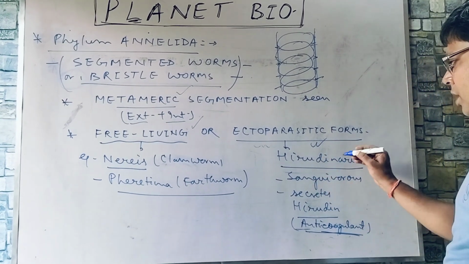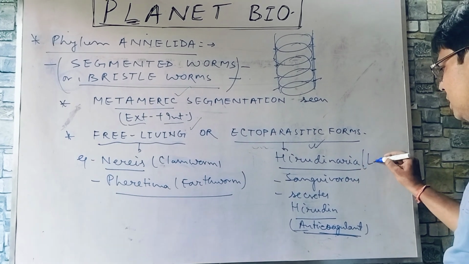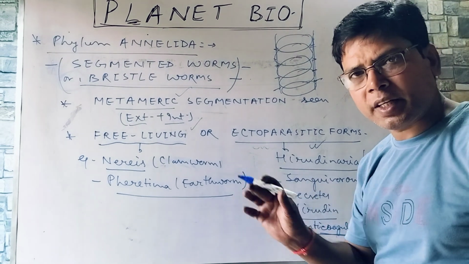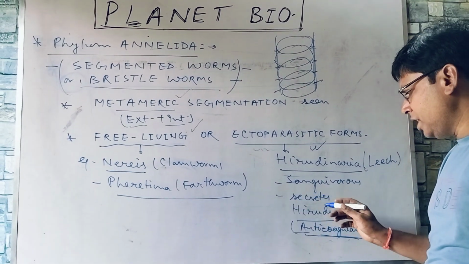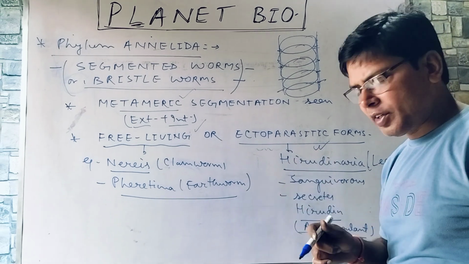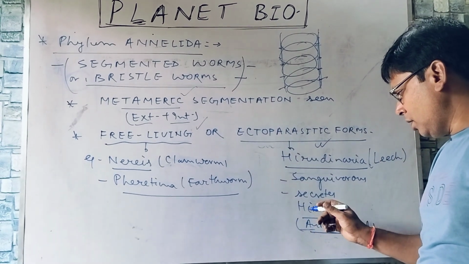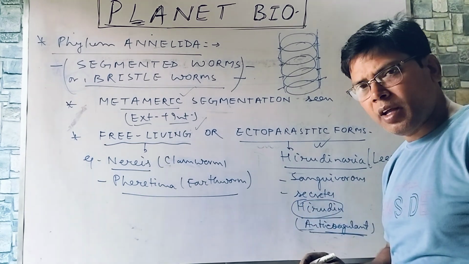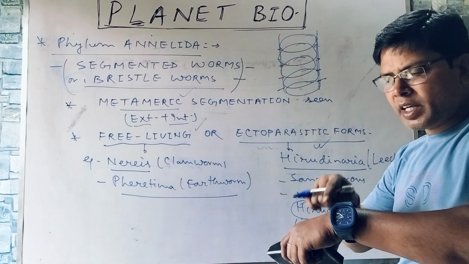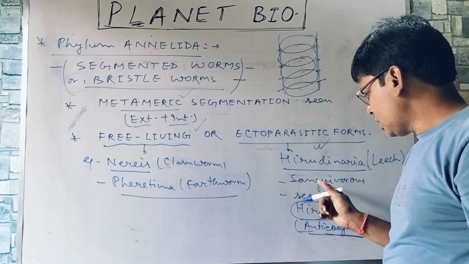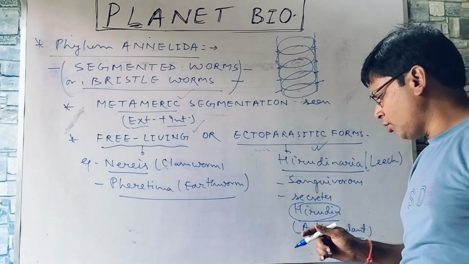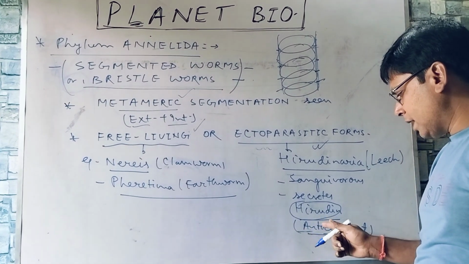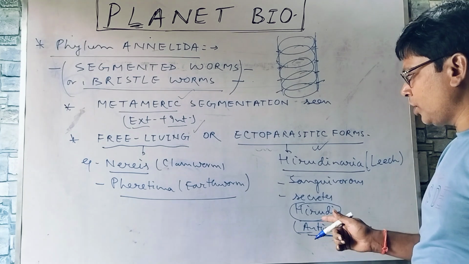Hirudinaria, also known as leech. This is an ectoparasite, sanguivorous, means blood-sucking animal, and it secretes hirudin at the time of attack. The material hirudin is actually a protein, and it acts as an anticoagulant while sucking the blood. So sanguivorous, blood-sucking animal, secretes hirudin at the time of sucking blood of the host, and it acts as an anticoagulant, and it is proteinaceous in nature.